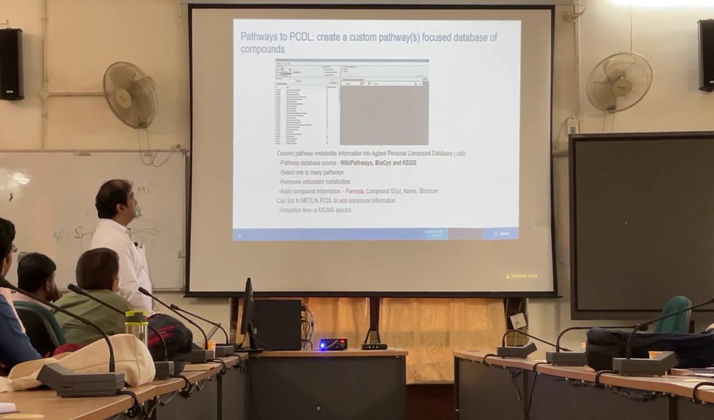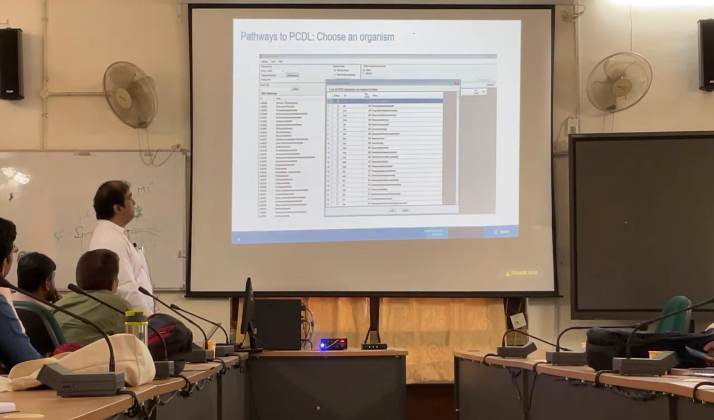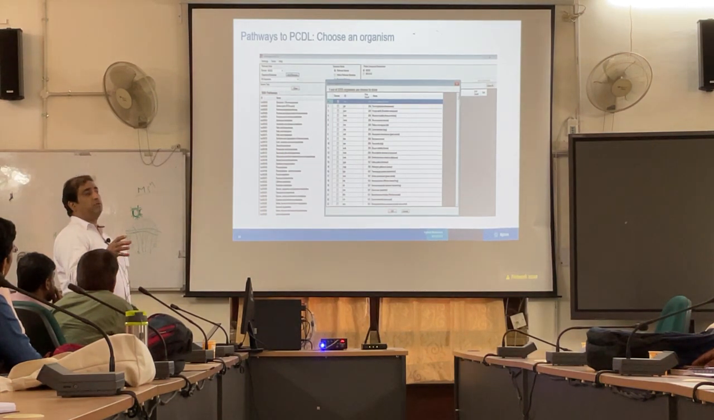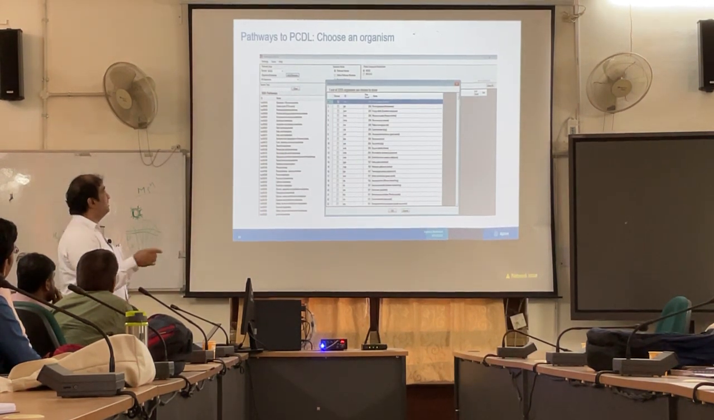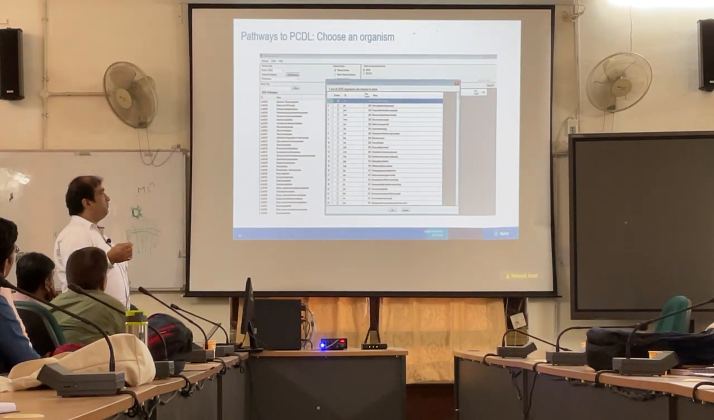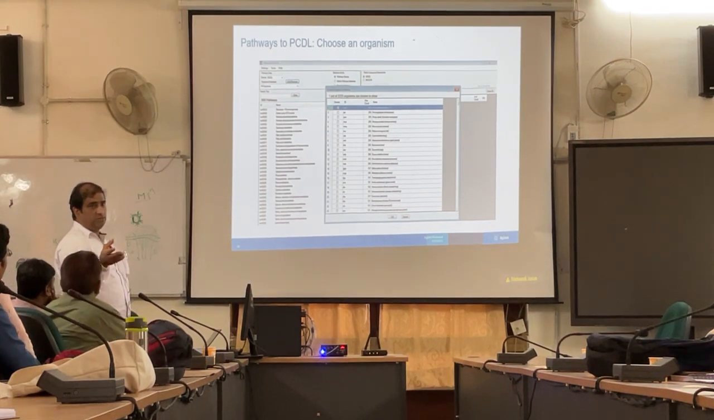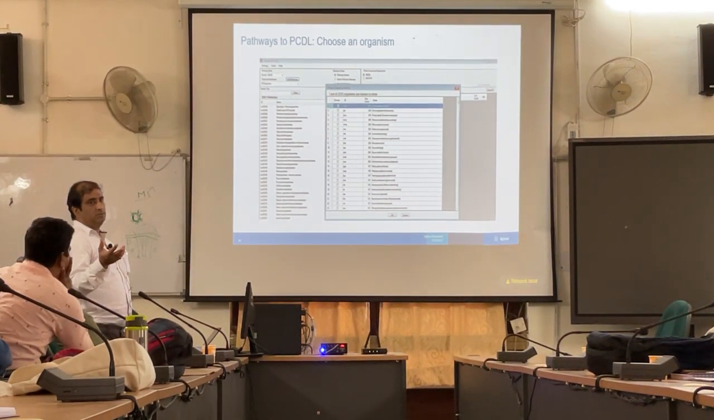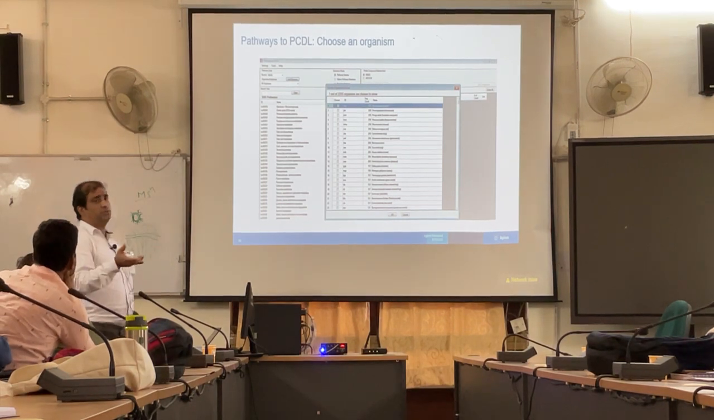Then the problem with Metlin is that it has compounds from synthetic compounds, natural product compounds, and so many other compounds. How do you establish that these compounds are from your organism only? For that we have a tool called Pathway to PCDL. If you get a pathway for that particular organism, like you are working with some plant, I will show you the data.